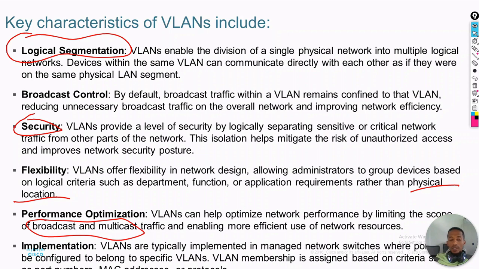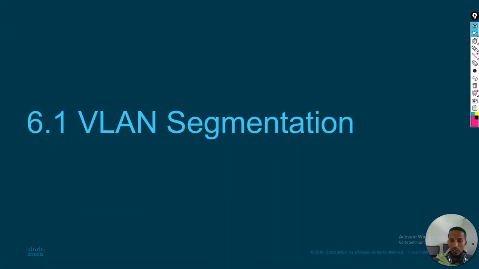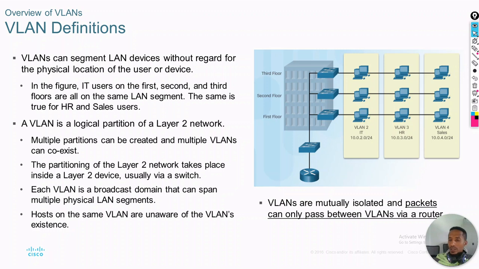And in implementation, they are usually implemented in the managed network switch, so that members will be assigned based on some criteria. Let us say either MAC address or port numbers based on specific locations. You can see here how many floors we have. Here you have the first floor, the second floor, and the third floor.